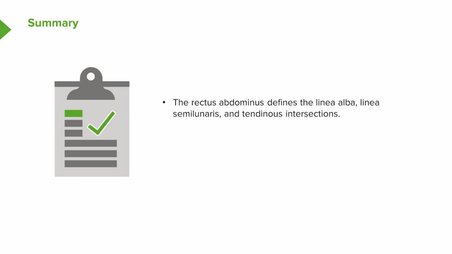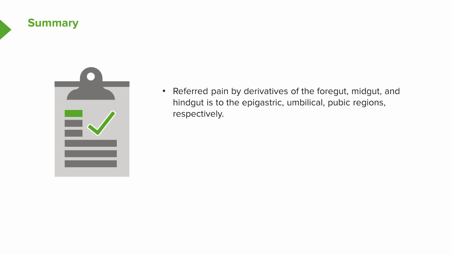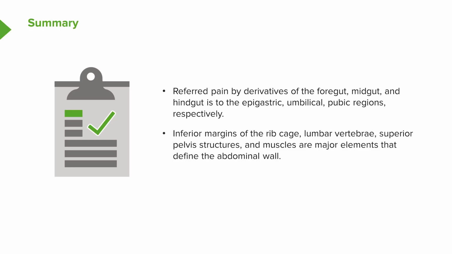This now brings us to the summary slide where we can identify the key take-home messages. First is the rectus abdominis defines the linea alba, linea semilunaris, and the tendinous intersections. The abdomen is divided into a 4-quadrant and a 9-region pattern. Referred pain by derivatives of the foregut, midgut, and hindgut is to the epigastric, umbilical, and pubic regions, respectively. Inferior margins of the rib cage, lumbar vertebrae, superior pelvis structures, and muscles are major elements that define the abdominal wall.